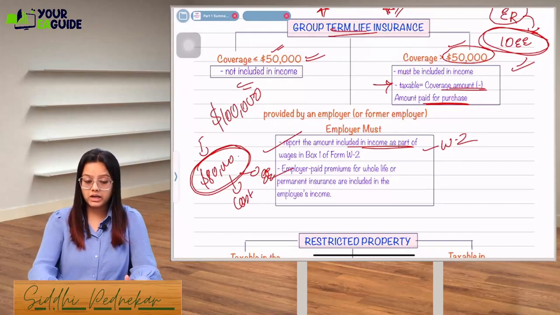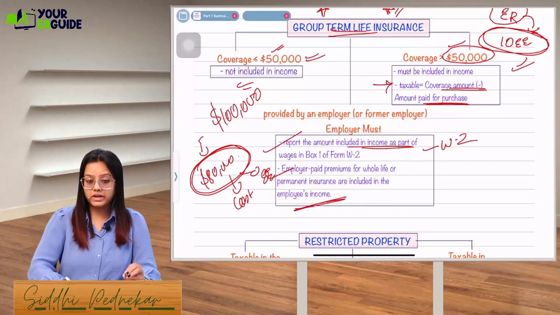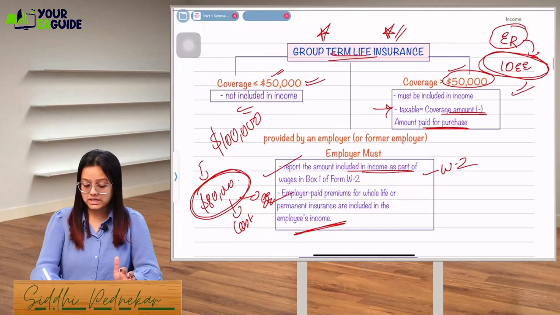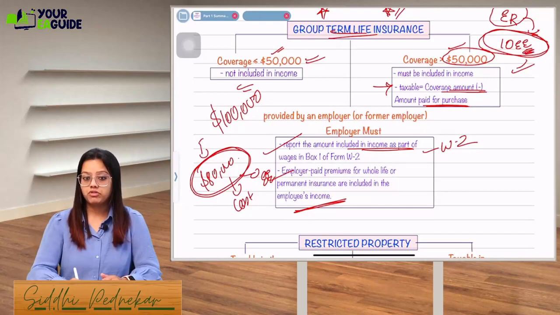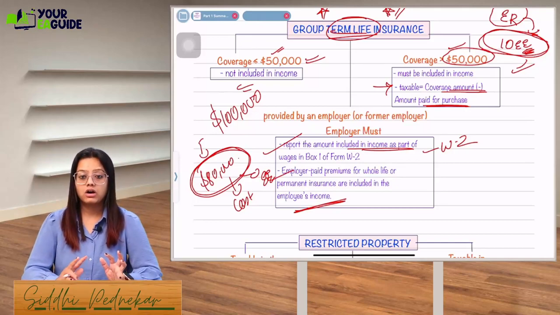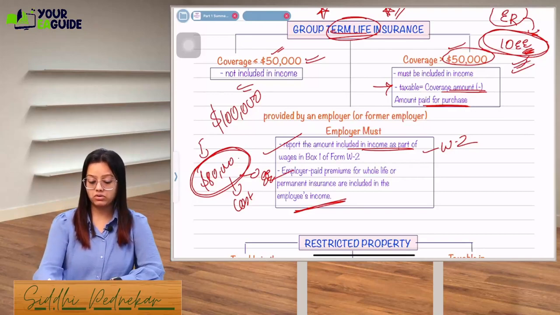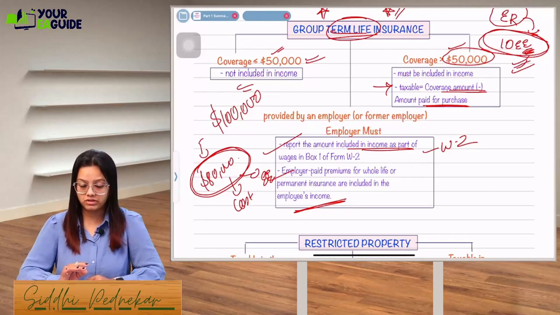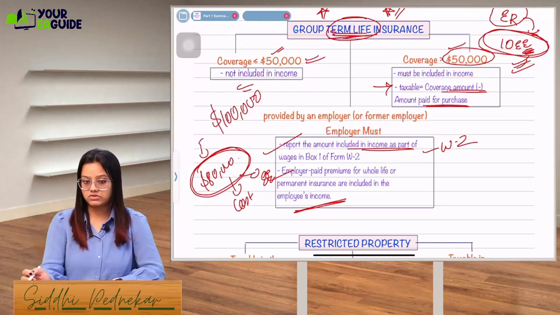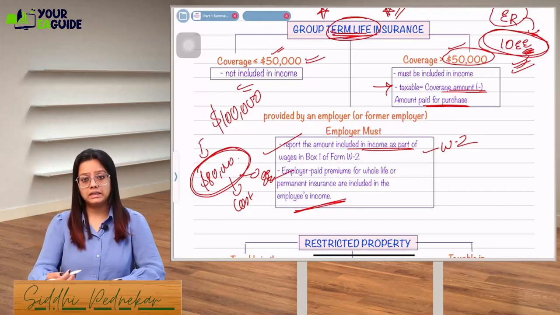Then we have employer-paid premium for whole life or permanent insurance, which is included in the employee's income. Let's say the employer has paid the employee's insurance premium for whole life, not for term life, for whole life or permanent insurance. It is included in the employee's income, and there you will not check the coverage. If it's a term life, then only you will check whether it is less than 50,000 or more than 50,000. If whole life is covered for the employee, the whole amount will be added to the income.